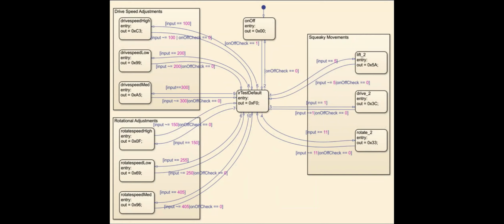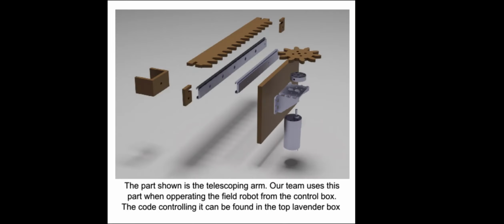Next is our IR switcher. It is a modified version of the IR code provided by BEST. We modified it to work with composite inputs and have more functionality, such as improved drive speed and rotational speed adjustments, as requested by our drivers. The image shown is an exploded view of our telescoping arm used to interact with the game field control box.